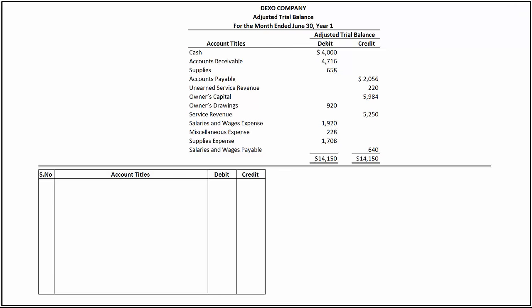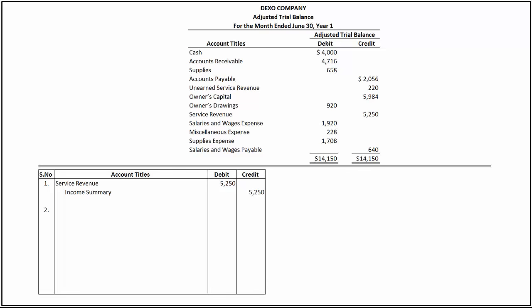First, we close all revenue accounts. The only revenue account is service revenue. The entry to close the revenue account is a debit to service revenue for $5,250 and a credit to income summary for the same amount. This transfers the balance in service revenue to the income statement.